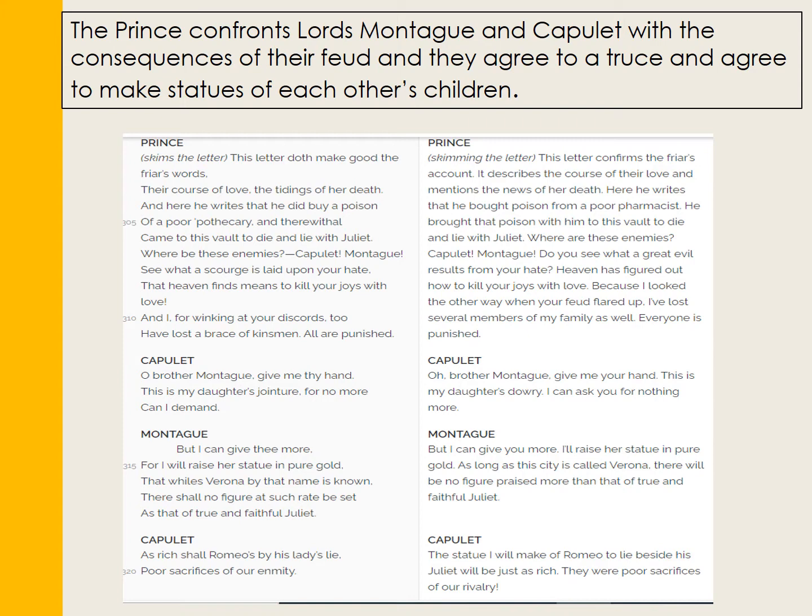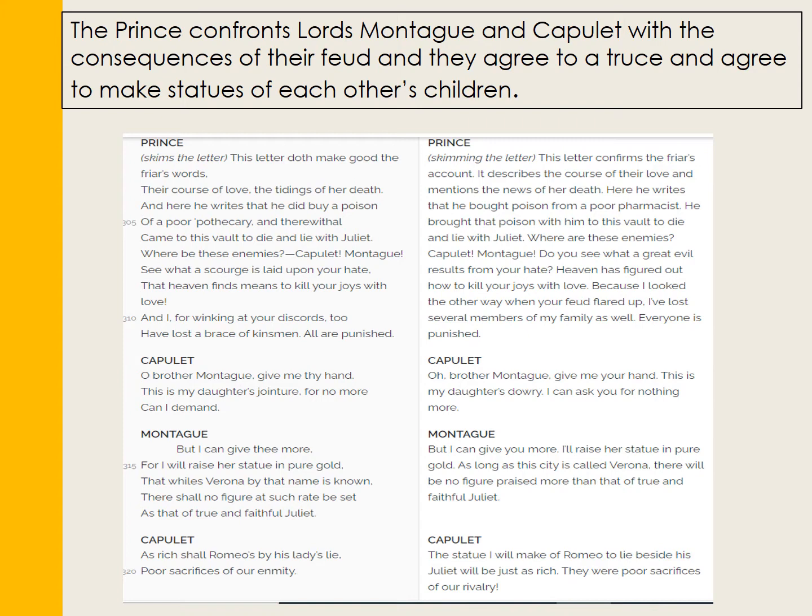And essentially, the prince is saying, okay, the letter confirms everything that the friar has said. But he also confronts Capulet and Montague and says, "Do you see what's happened as a result of your hating? Heaven has figured out a way to kill your joys with love." And he also says that he's lost members of his family as a result of the feud.